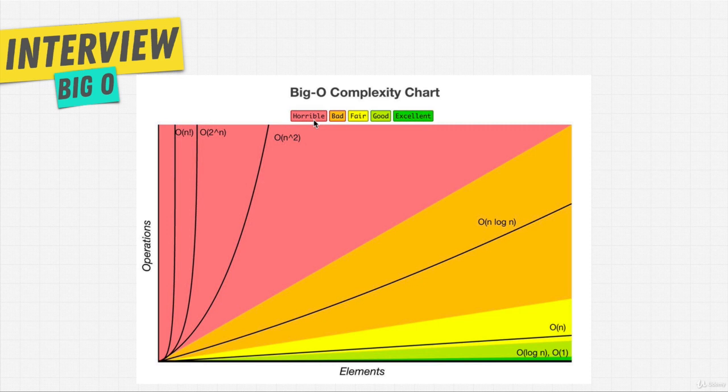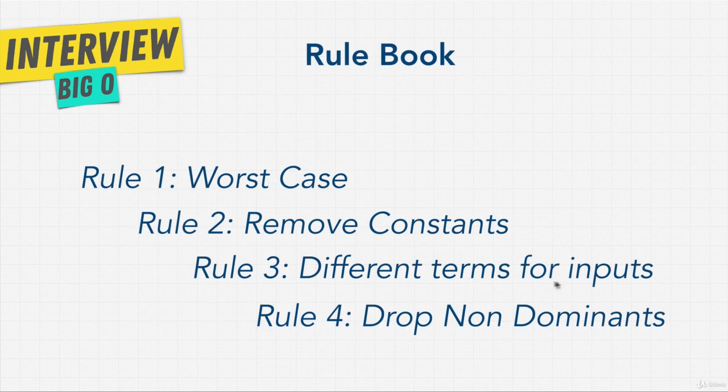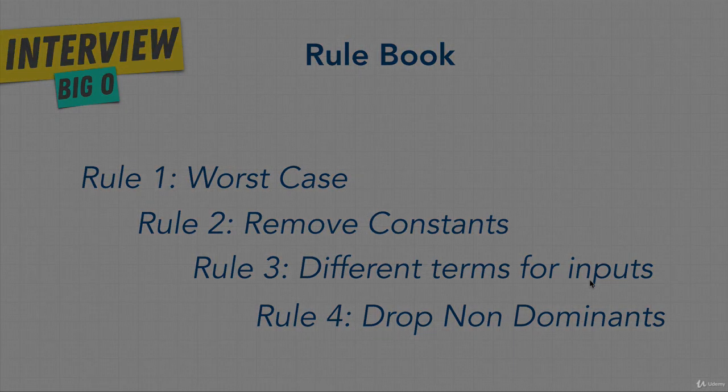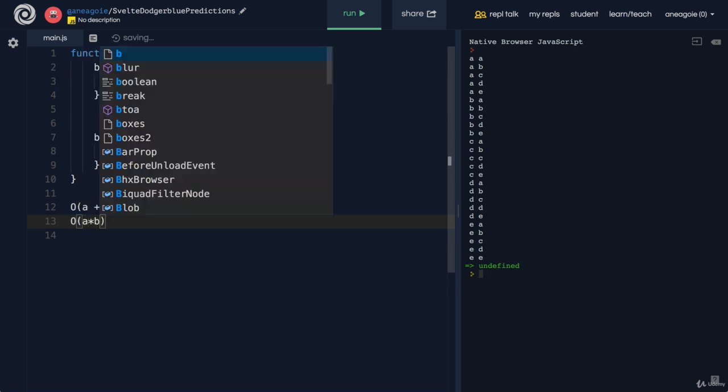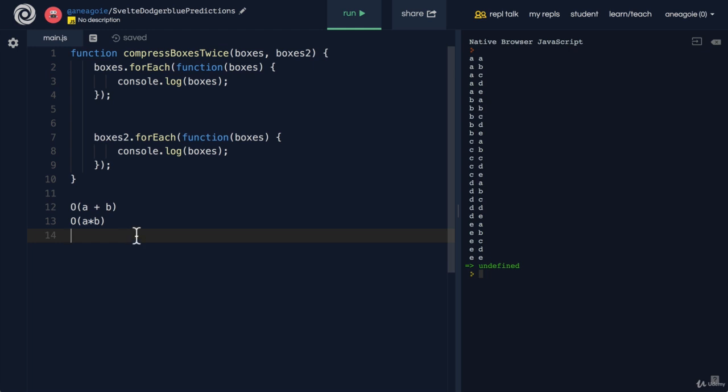If we go back to our rule number 3 that we were discussing, different terms for inputs. Well, going back to that example we had in the previous video, remember this? Well, we said O of A plus B because we had 2 different arrays or inputs. Now, if these loops were actually nested and they're not one after another, the big O would have been O of A times B. And that is rule number 3.